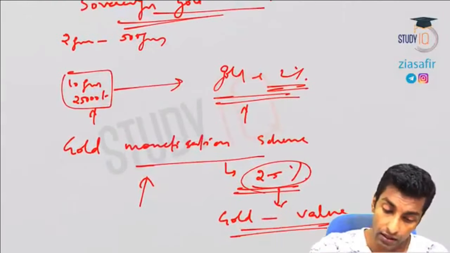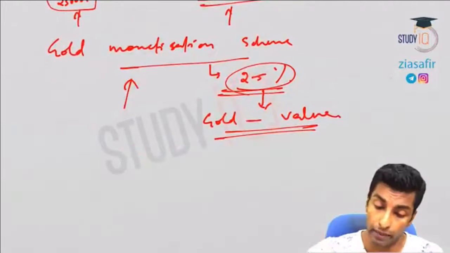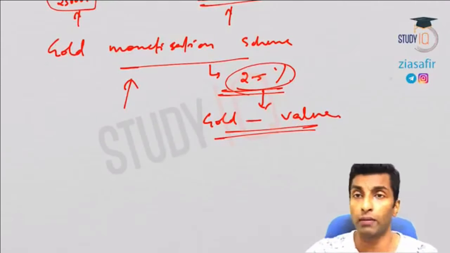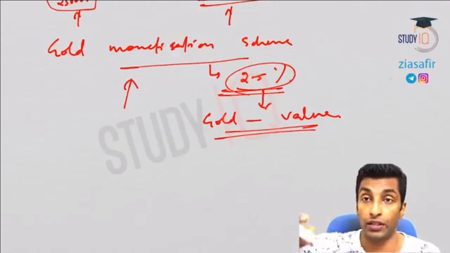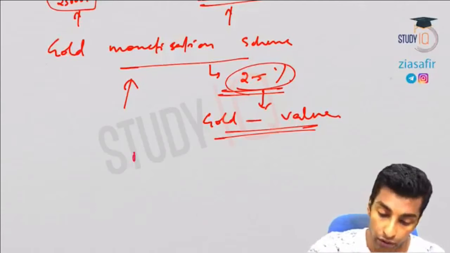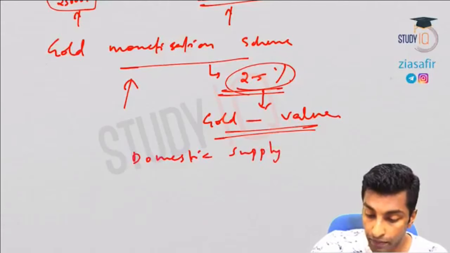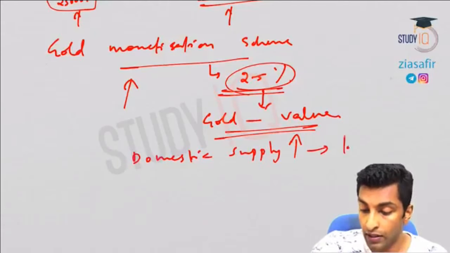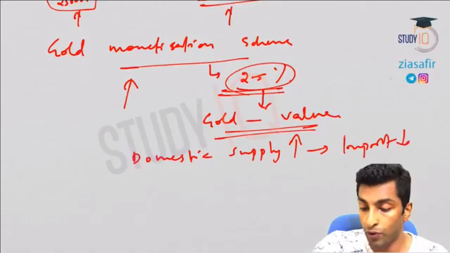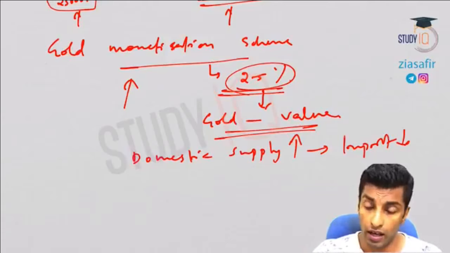We have discussed the sovereign gold bonds, how imports come down because demand for gold came down. Here demand for gold is there, but supply of gold actually increased. The domestic supply increased. Domestic supply means you don't want to import. So I would write here: domestic supply increased, so import decreased. So current account deficit will come down. Obviously the balance of payment situation will improve.